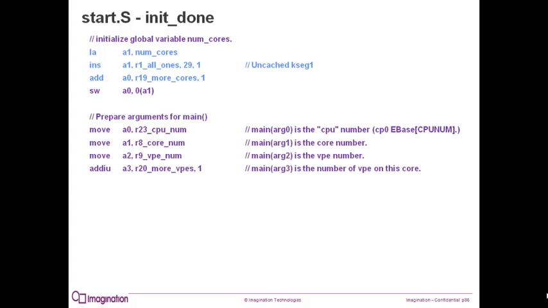The code places the arguments to main in the 4 argument registers. The use of these registers to pass arguments follows the C ABI calling convention. The arguments are the CPU number, the core number, the VPE number, and the total number of VPEs. ERED is called and will clear exception mode and start execution of the main function.